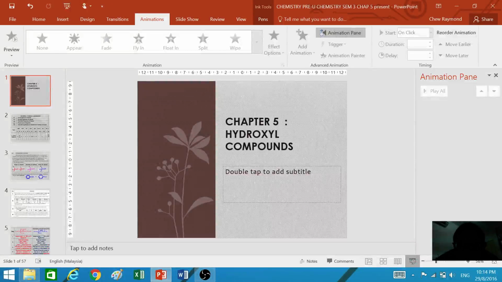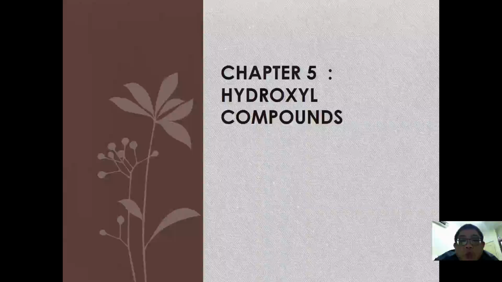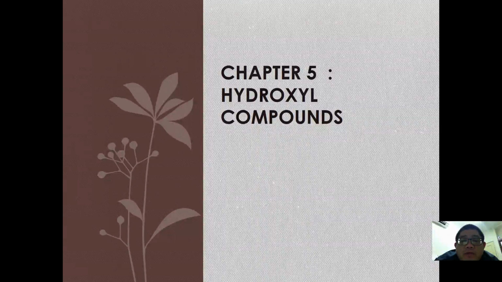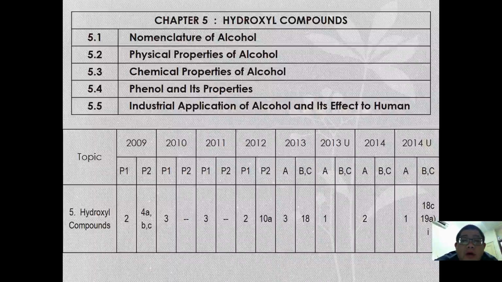Hello guys, welcome to the brand new chapter of organic chemistry where we're going to learn hydroxyl compounds. So let's have a look at the content of hydroxyl compounds. We're going to learn about nomenclature of alcohol, physical properties of alcohol, chemical properties of alcohol, phenol and its properties, and industrial applications and its effects to humans. Through the past questions, alcohol is actually quite an important chapter.